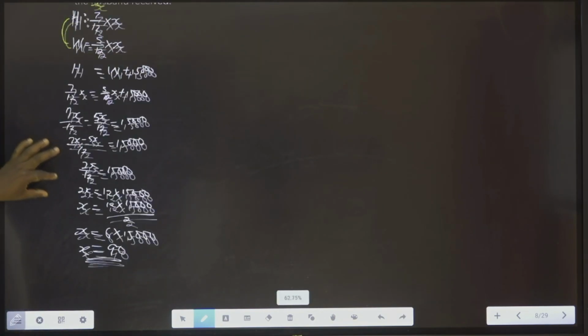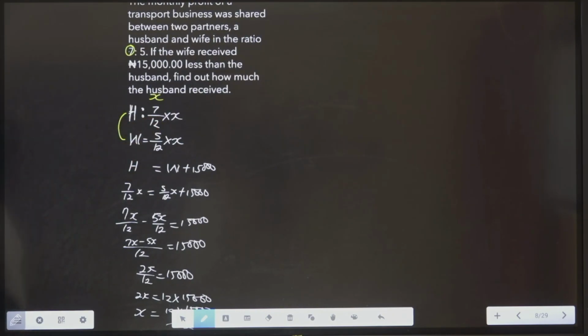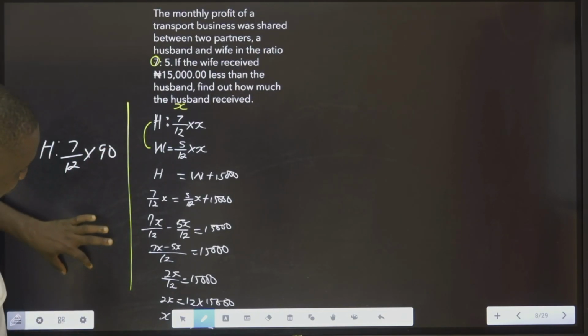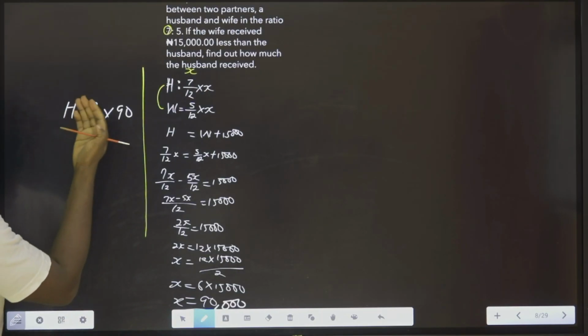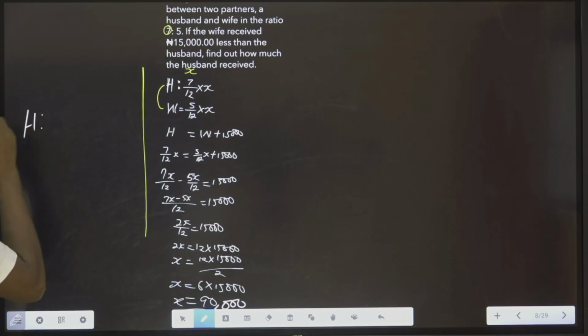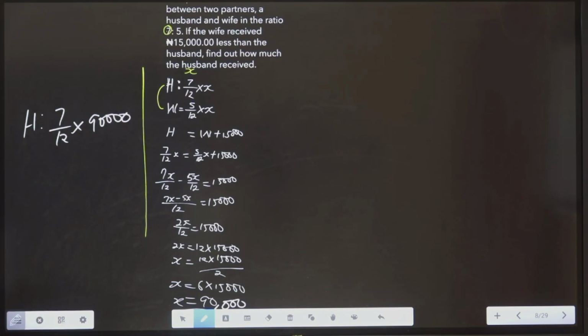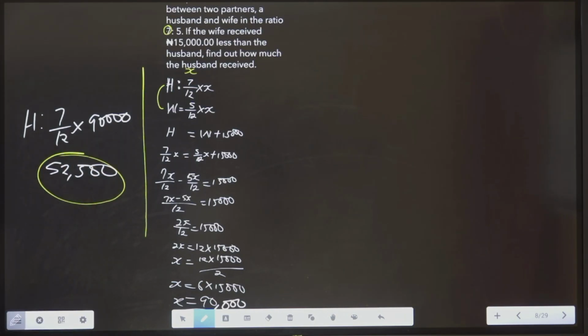Now let's check the question. The question says, find out how much the husband received. So we go back to the husband. What you received was 7 over 12 multiplied by this 90,000. Husband is 7 over 12 multiplied by 90,000. That is 52,500. That was what the husband received from here. The remaining one was given to the wife.